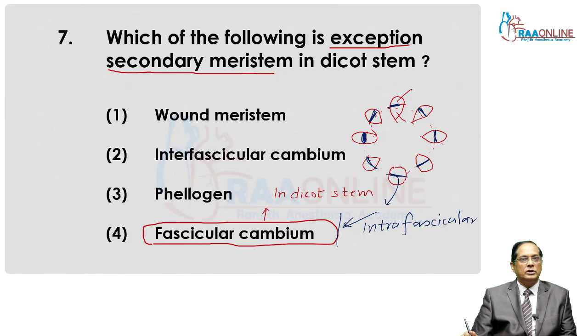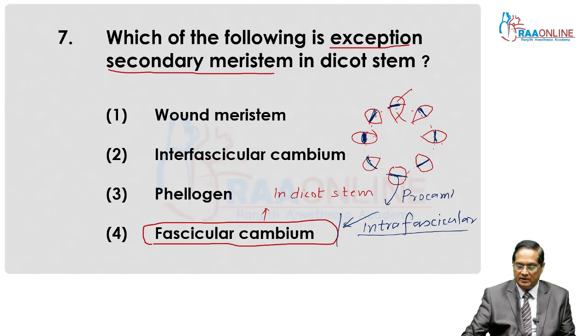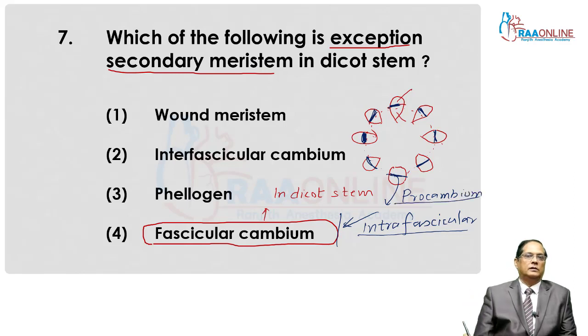This is the only cambium which is primary in origin. Otherwise, all types of cambium are secondary in origin. This intrafascicular cambium originates from procambium. Otherwise, the rest of the cambium is secondary in origin. So this is the exception.